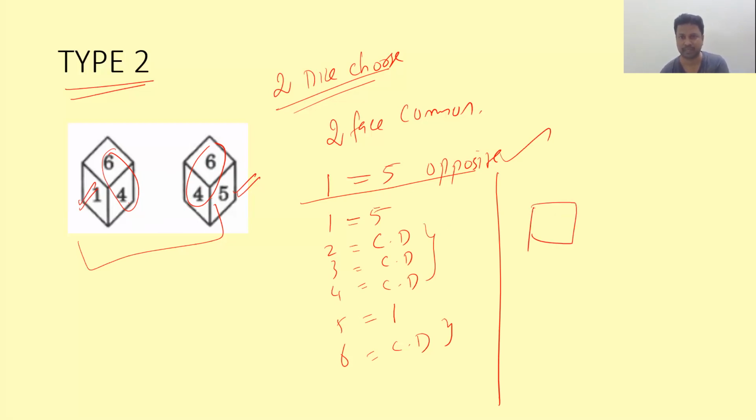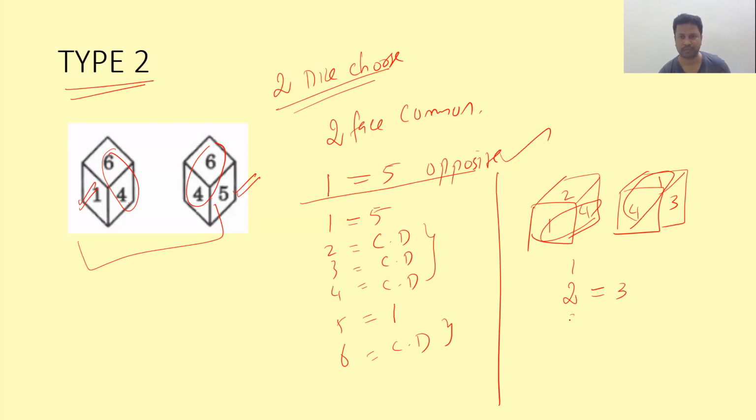One more example, see this. Suppose I am choosing 2 dice, 1, 2, 4 and 4, 1, 3. These are the 2 dice. So what is type number 2? Choosing 2 dice which have two faces in common. Here 1, 4, 1, 4 are common. If two faces are common, the remaining visible faces are opposite to each other. So I can exactly say 2 is opposite to 3.